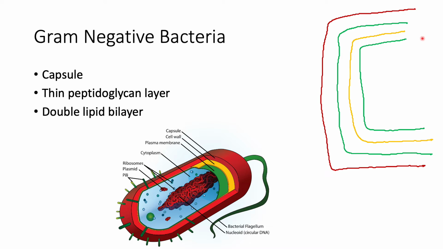The first plasma membrane is located underneath the cell wall, which is the same as we see in gram-positive. But in gram-negative bacteria, we have another plasma membrane right above the cell wall. So essentially, the peptidoglycan cell wall is sandwiched in between two plasma membranes. The plasma membranes are in green. So in gram-positive bacteria, we only had one plasma membrane, but in gram-negative bacteria, we have two plasma membranes.